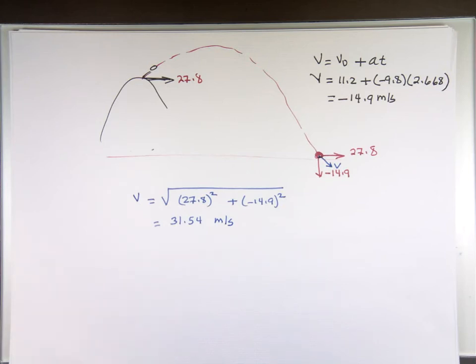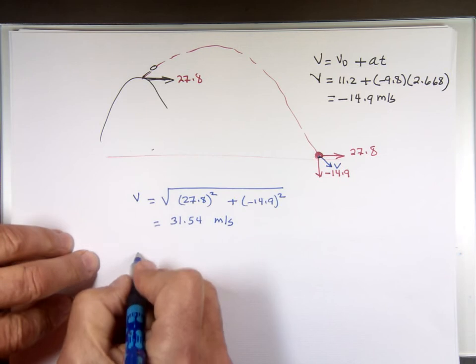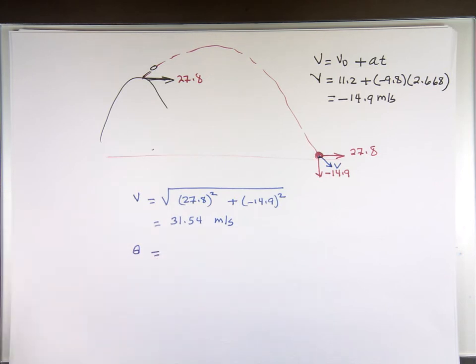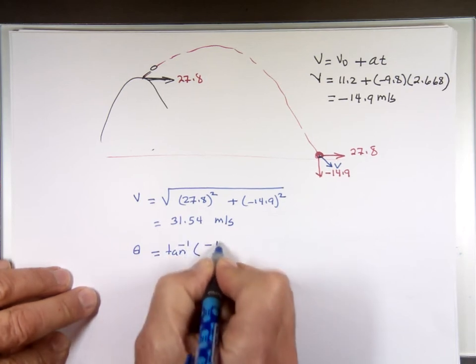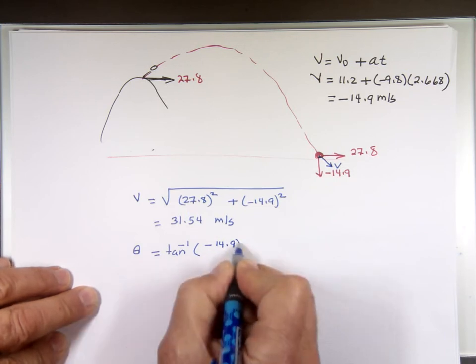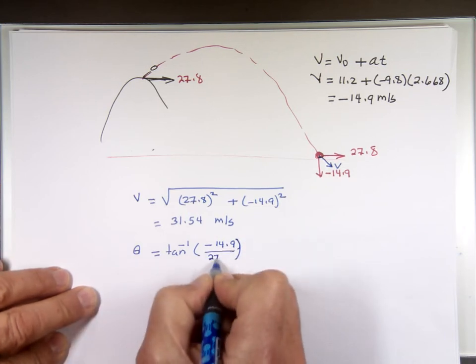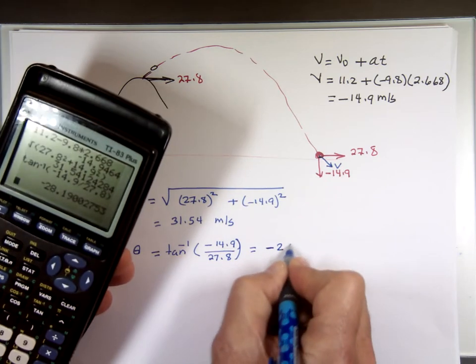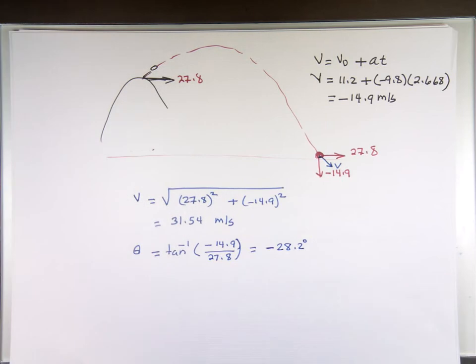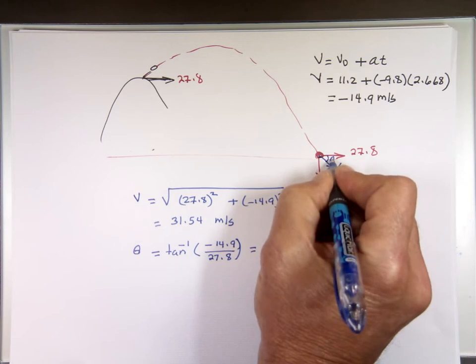And what is theta? It's the inverse tangent of the y value, which is negative 14.9, over the x value, 27.8. Negative 28.2 degrees. So you're going to hit the ground at this angle theta, which is negative 28.2 degrees.